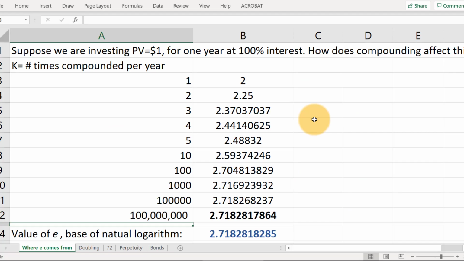So here I had Excel help us by compounding more and more frequently. Here's a simpler example. We're just investing $1 and we're investing it for 1 year at 100% interest. What if we don't compound at all? Then we're going to end up with $2 at the end of a year. What if we compound twice? Once after 6 months, and then at the end of the year, we end up with $2.25. If we compound 3, 4, 5, 10, 100, 1,000, 100,000, and 100 million times, then you see that the amount of money we're going to end up with is approaching some limit here.